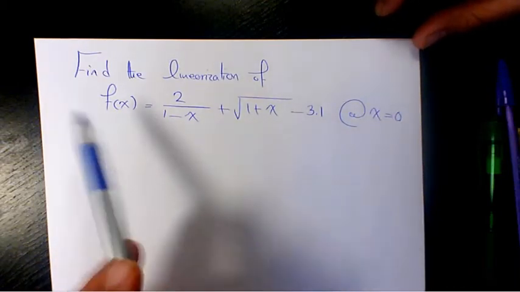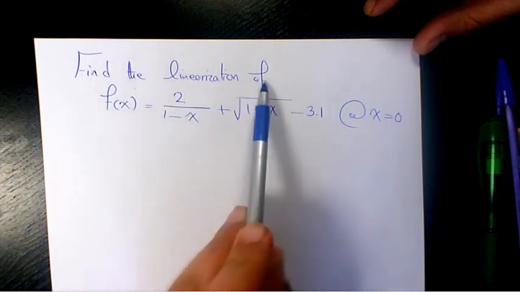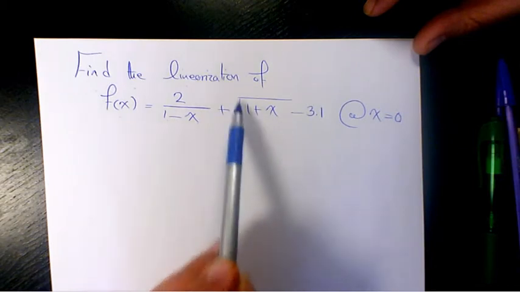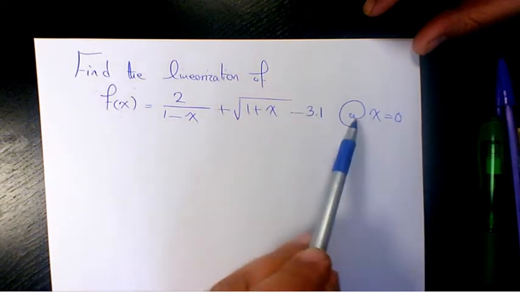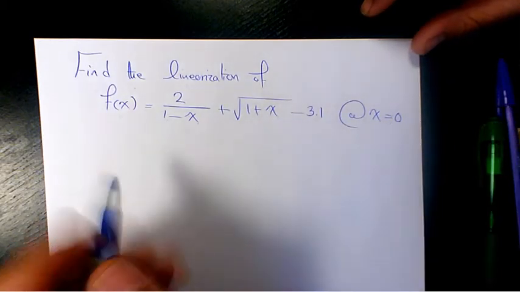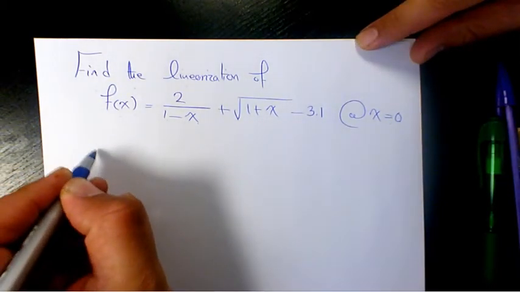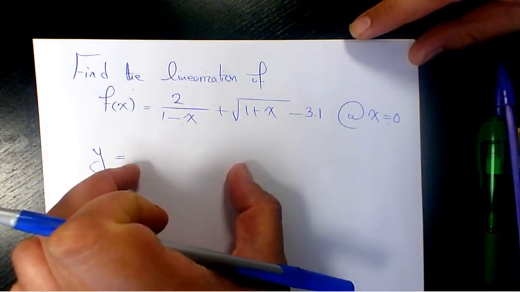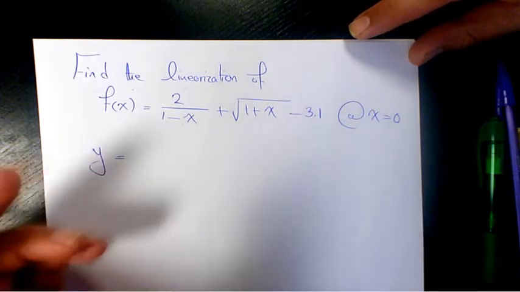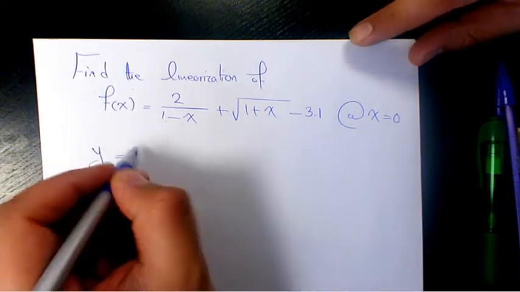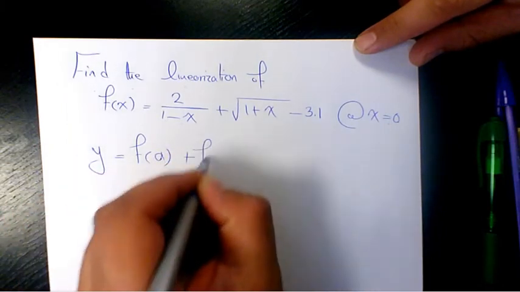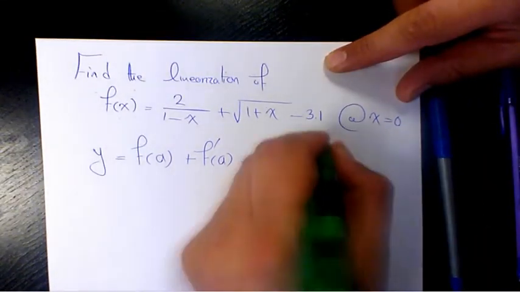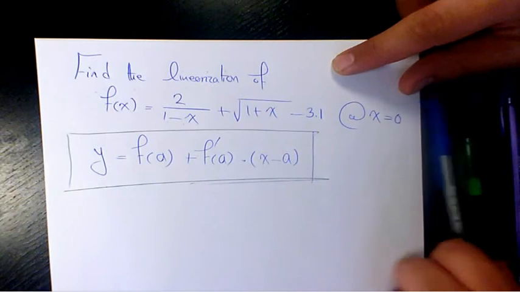Welcome to another video. In this video I want to show you how to find the linearization of f of x equals 2 over 1 minus x plus square root of 1 plus x minus 3.1 at x equals 0. So we know linearization is an approximation function. We take the complicated function and try to have a simpler approximation function because it's going to be better to use. y equals f of a plus f prime a times x minus a. That's the general formula for the linearization approximation function.